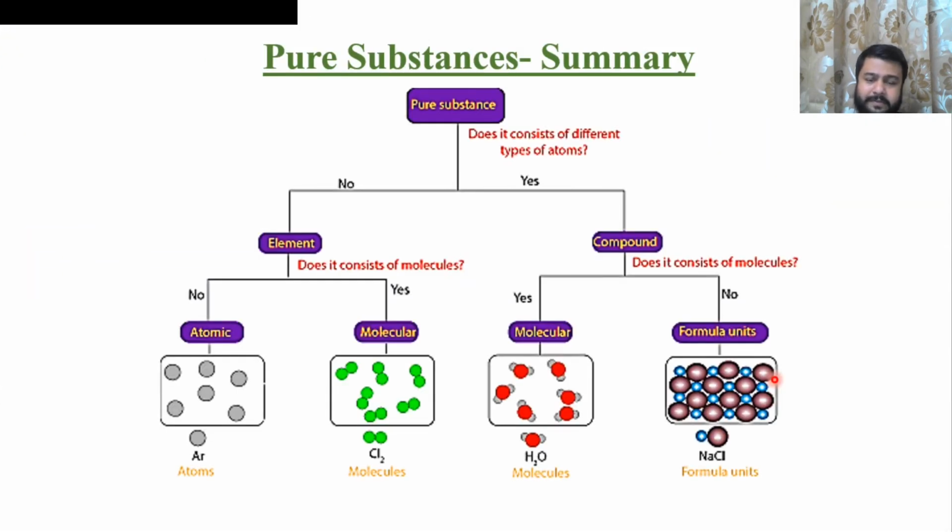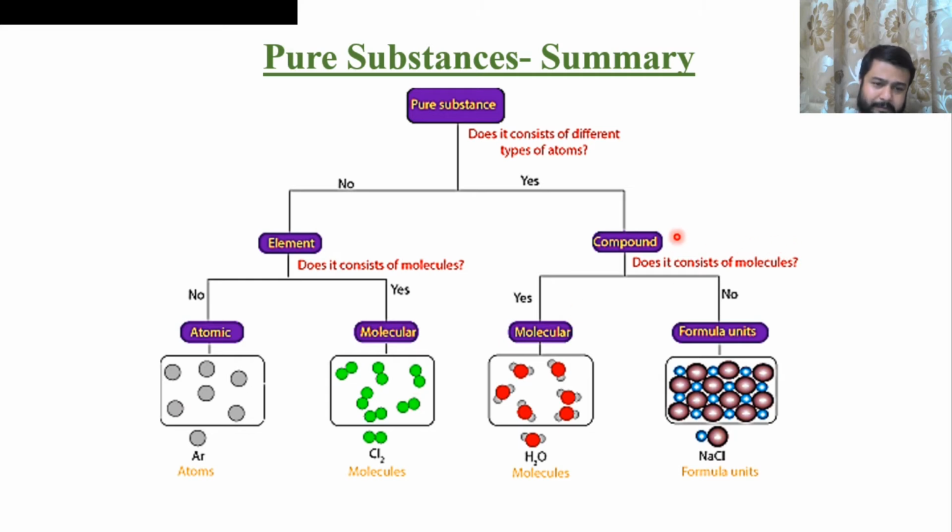Then we have a pure substance summary. So pure substance, does it contain different types of atoms? Yes, in case of compound. If you say no, then it will be known as element. Now element, does it contain molecules? Yes, elements can be in the molecular form, example O2, Cl2, I2. If no, that is the atomic form, that is iron, silver, carbon, these all occur in an atomic form. Oxygen, chlorine, fluorine, bromine, these all occur in the molecular form.